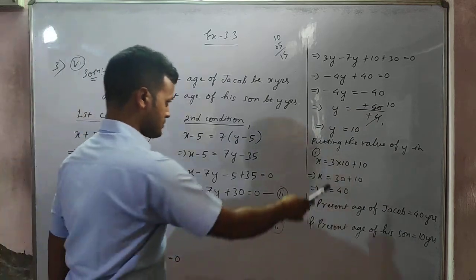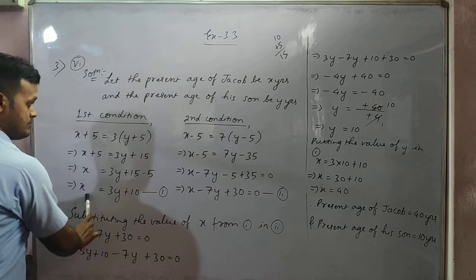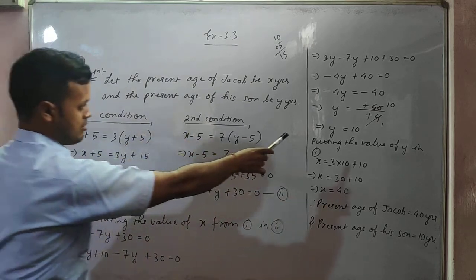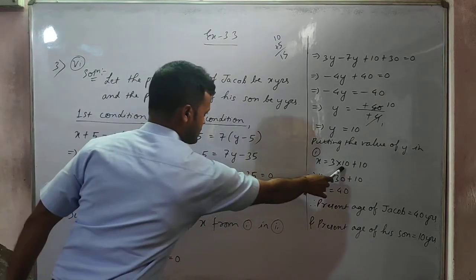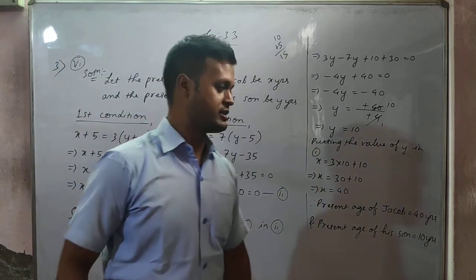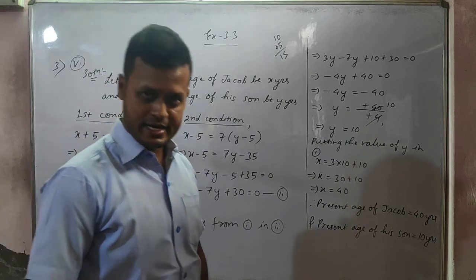Now put this value of y in equation 1. Here in place of y put the value of y, which is 10. Here x is equal to 3y plus 10, so in place of y I put 10. 3 into 10 is 30, and 30 plus 10 is 40. Therefore the present age of Jacob is 40 years and the present age of his son is 10 years.